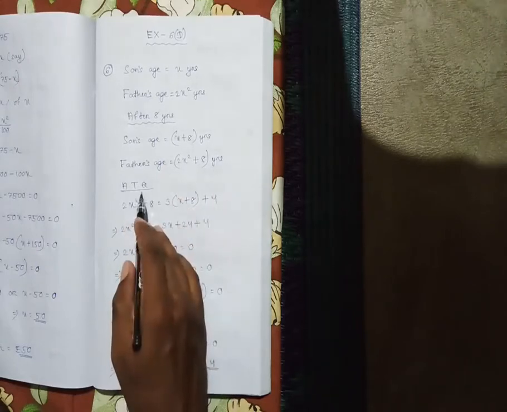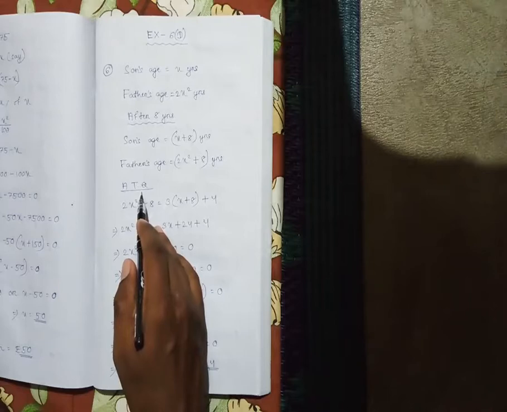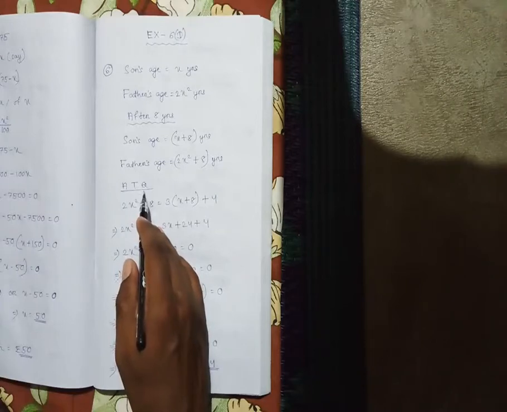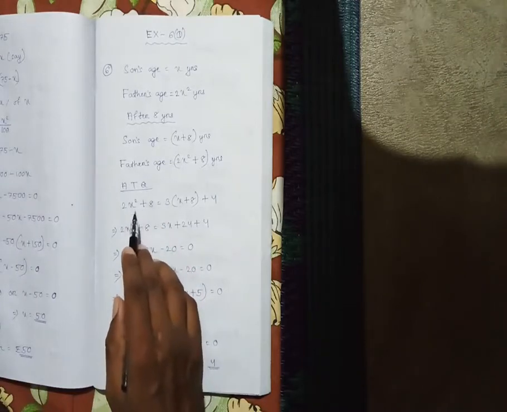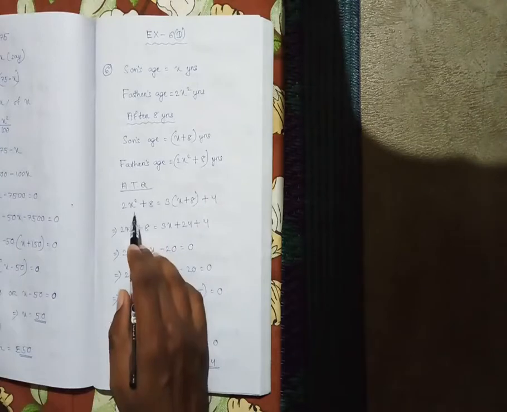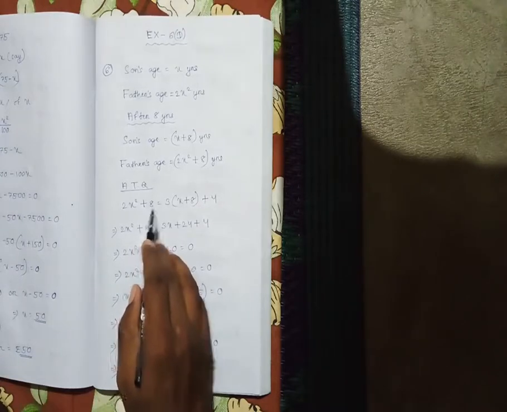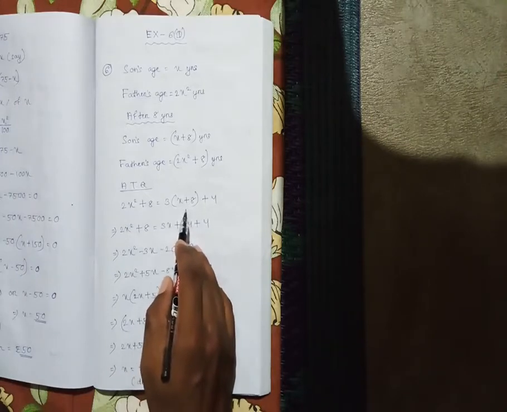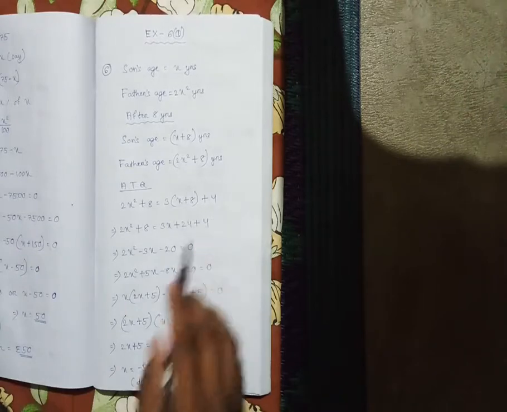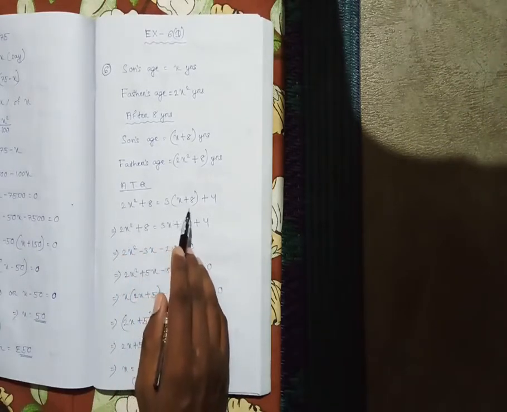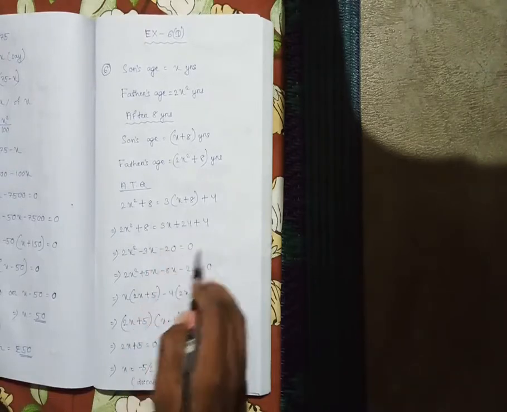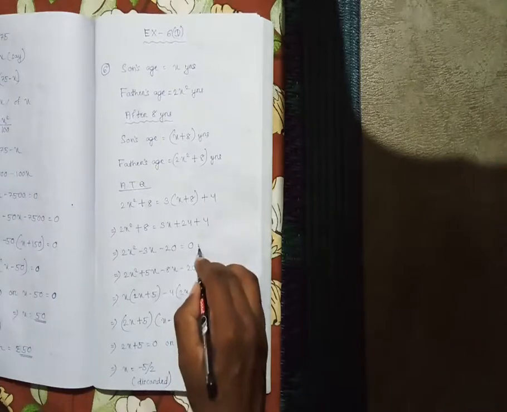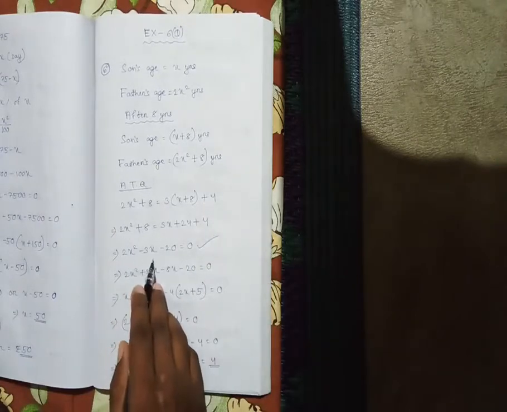But according to the question, it is given that father's age will be 4 years more than 3 times the age of the son at that time. So you can write 2x square plus 8, which we have got, this is the father's age after 8 years. So this 2x square plus 8 will be equal to 3 times the son's age after 8 years, means 3 times x plus 8, plus 4 according to the question. So 2x square plus 8 is equal to 3 times x plus 8, plus 4. On simplifying this, you will get a quadratic equation which is 2x square minus 3x minus 20 is equal to 0.